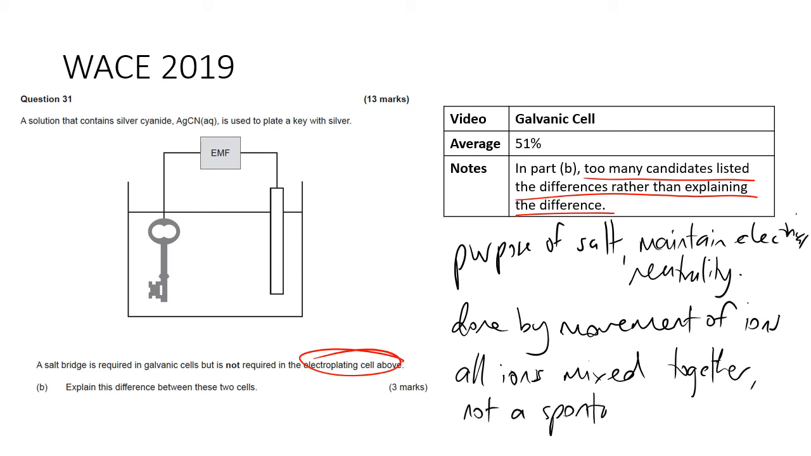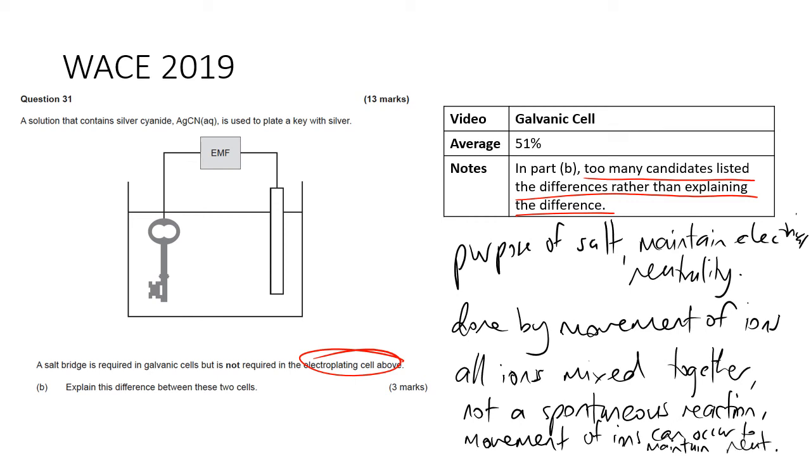That's why you have to separate galvanic cells, right? Because if you mix them all together, there'd be a spontaneous reaction. But in an electrolytic cell, it's not a spontaneous reaction, which means you don't have to separate them, which means you can have all the ions mixed together, and that will maintain the electrical neutrality for your electrolytic cell. Movement of ions can occur to maintain neutrality. Okay, that's the idea.